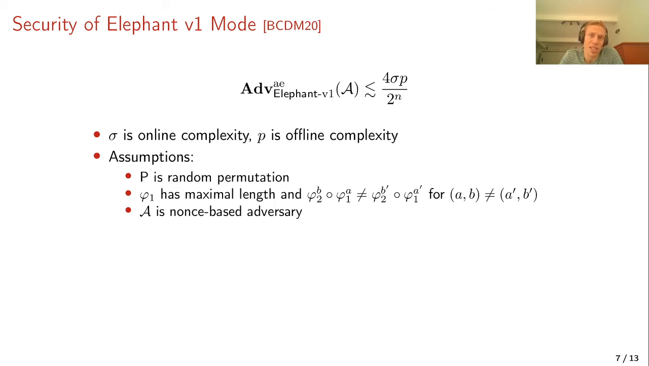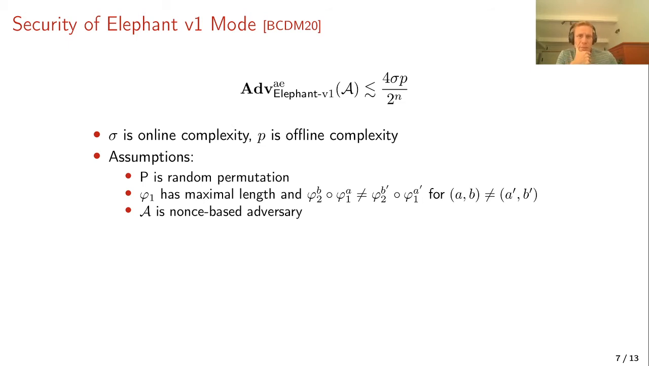offline complexity, roughly corresponding to the number of primitive evaluations that the attacker can make. They proved this under the assumption that P is a random permutation, that phi1 is a maximal-length LFSR, and that the attacker cannot find any pairs A,B and A',B' such that phi2 to the B after phi1 to the A equals phi2 to the B' after phi1 to the A'. This in fact corresponds to computing the discrete log of phi2 with respect to phi1. And finally, this proof was given under the assumption that the attacker is a nonce-based adversary.